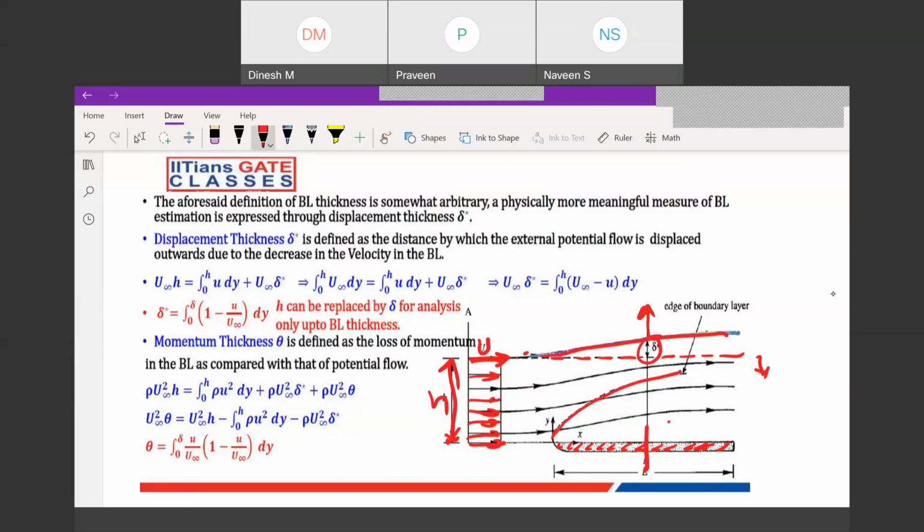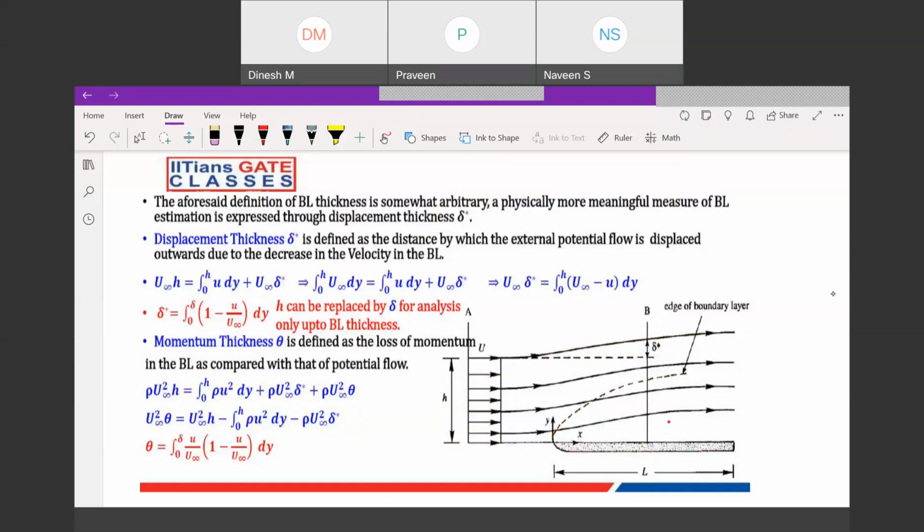Okay. Now to get the formula for that, what we will have to do is apply the continuity equation. We can apply the mass, the volume flow rate, which is entering here. How is it entering, with which velocity? U velocity, U infinity velocity. Height is h. Let's say depth is 1 meter. This depth I will call as 1.